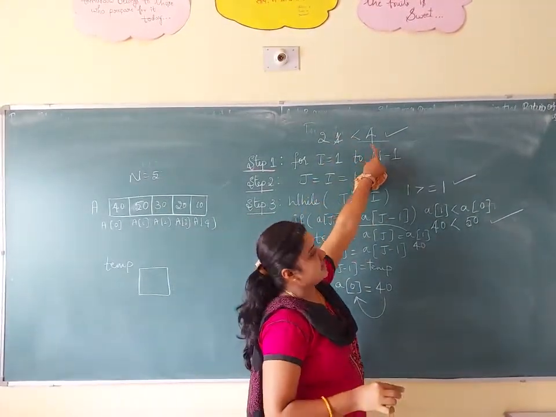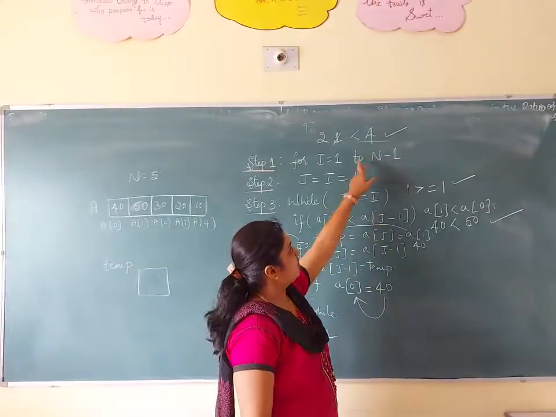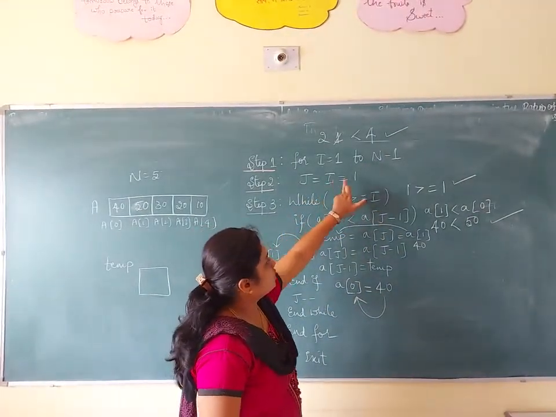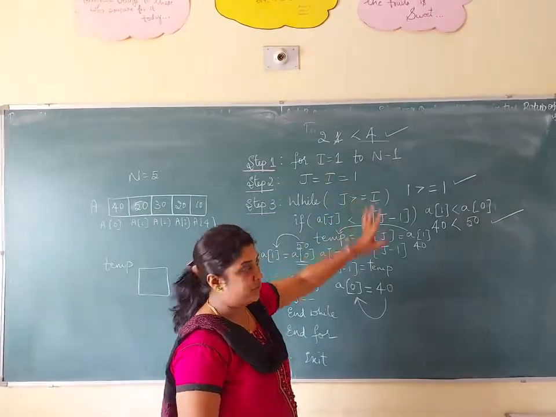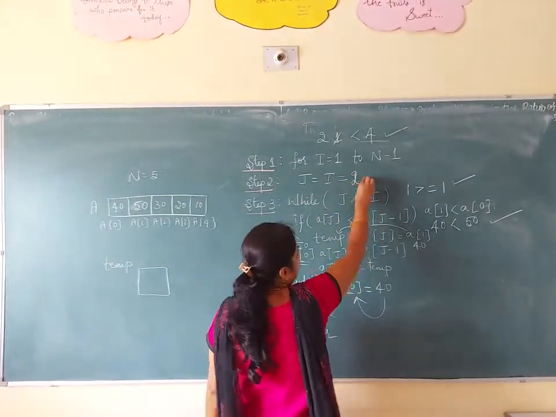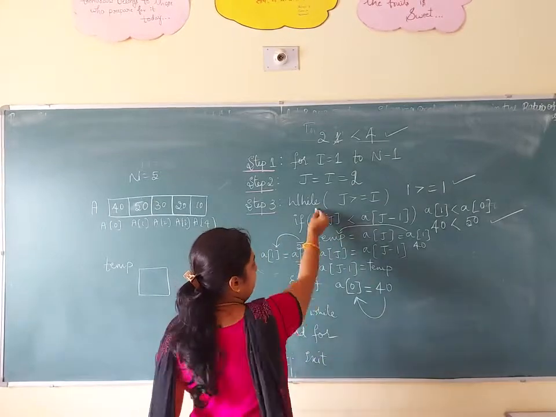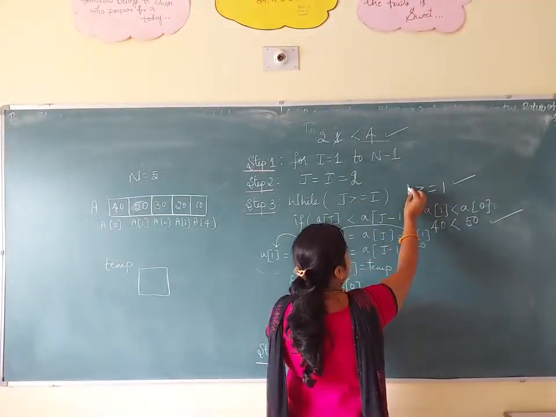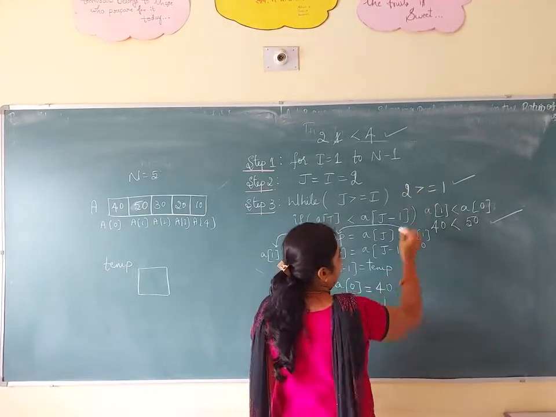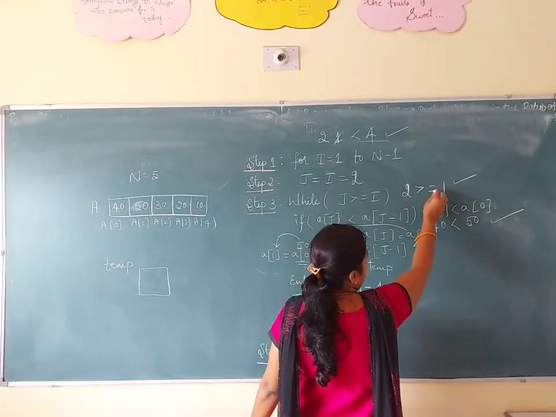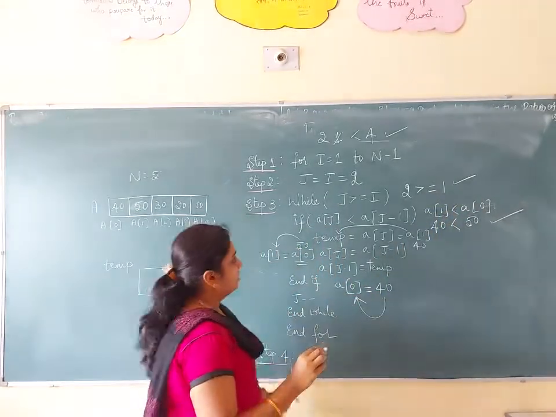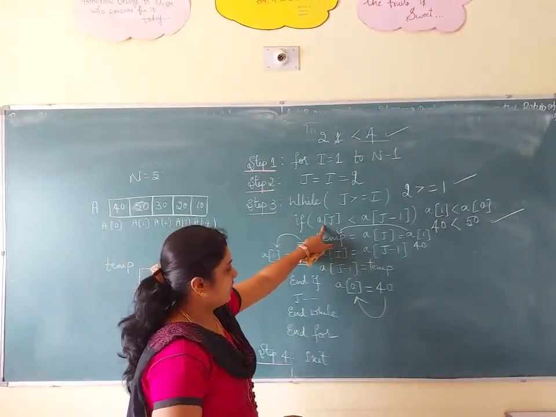2 is less than 4. Yes, the condition is true. It will come here. J is equal to I, which is how much now? What is the I value? 2. Now it will become 2. Next, it will go to the while condition, that is, what is the J value? That is 2. 2 is greater than 1. Yes, 2 is greater than 1. The condition is true. It will come to the if condition again.